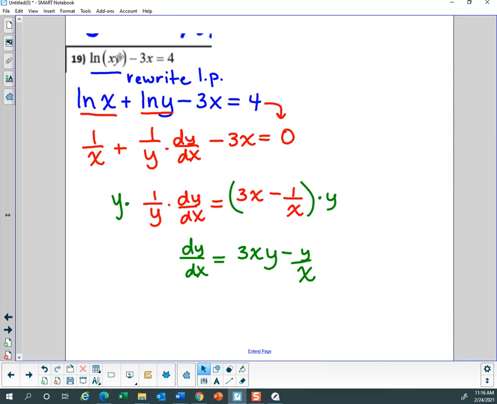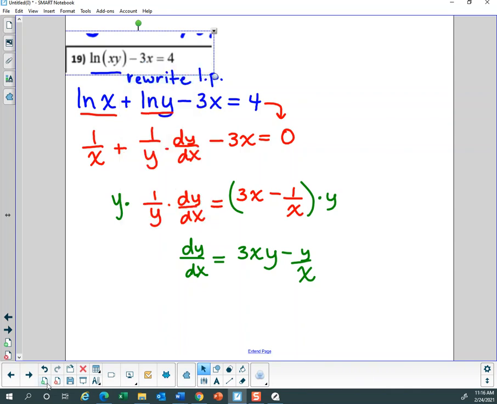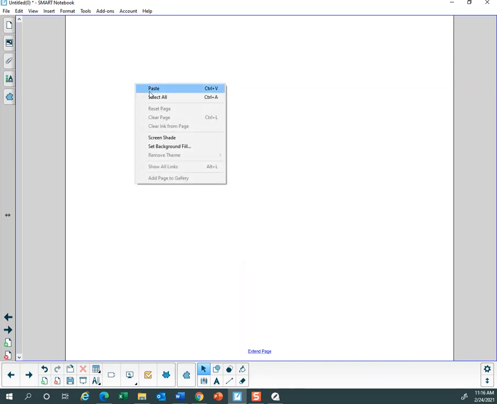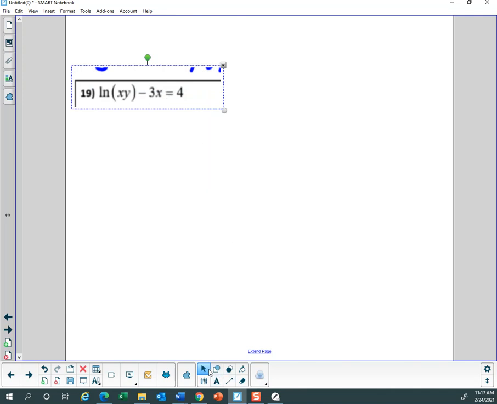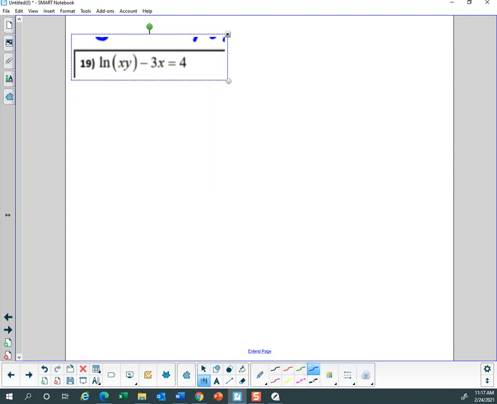Now, why I chose this one to do, a couple reasons, is I want to show you how if I don't rewrite this, it'll still work. I can still get the derivative, and I'll actually get the same derivative, but it might be a little uglier.